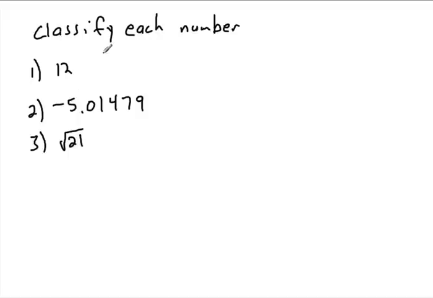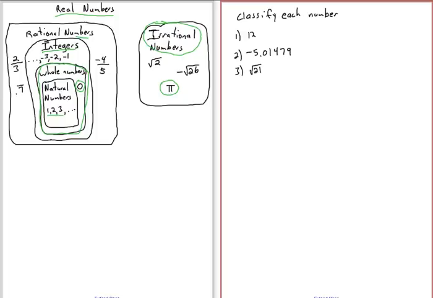So what I want you to do now is try to classify each number. What I mean by that is what sets of numbers do these fit into? So I'm going to give you a little split screen here. So the number 12, what sets does it fit into? Is it a natural number? Is it a whole number? Is it an integer? Can it be more than one of these? Is it irrational?